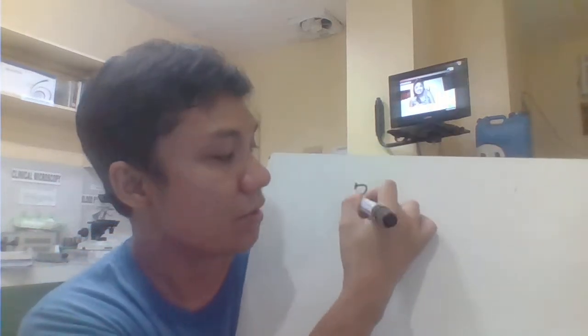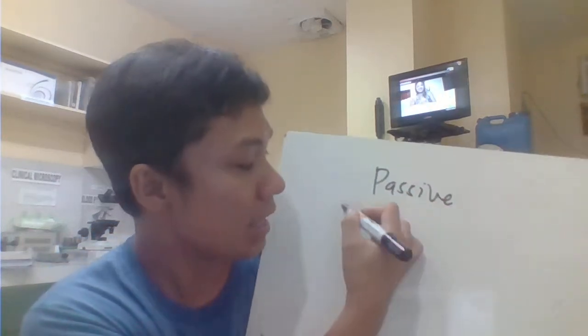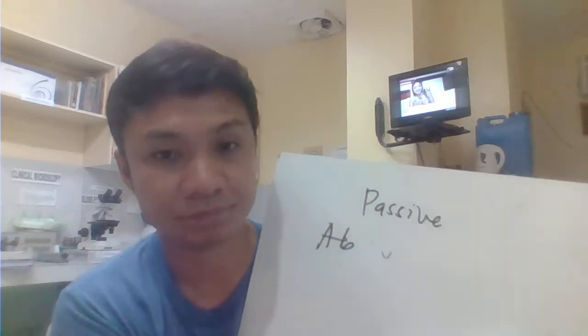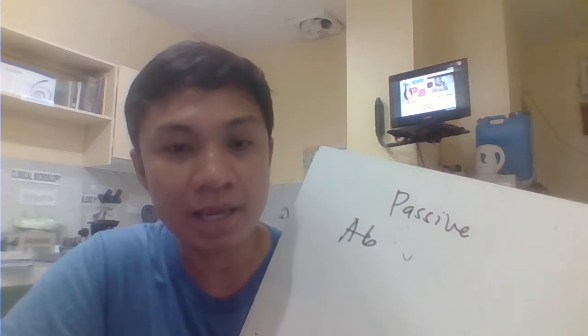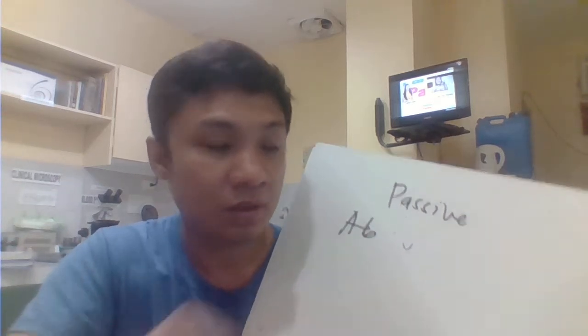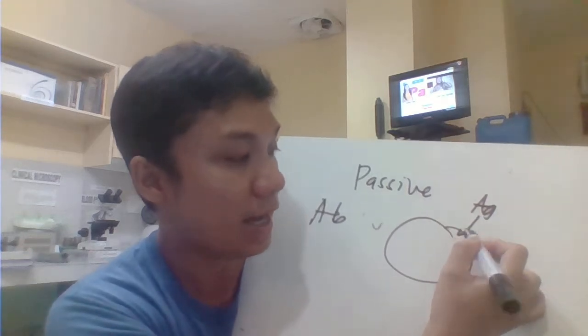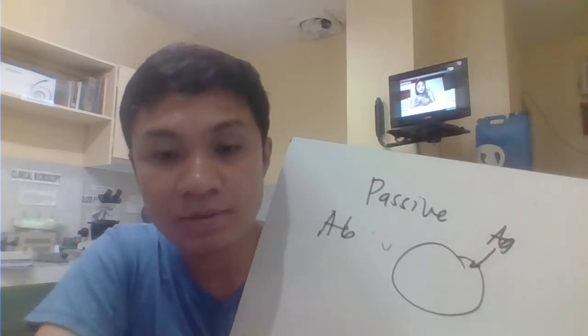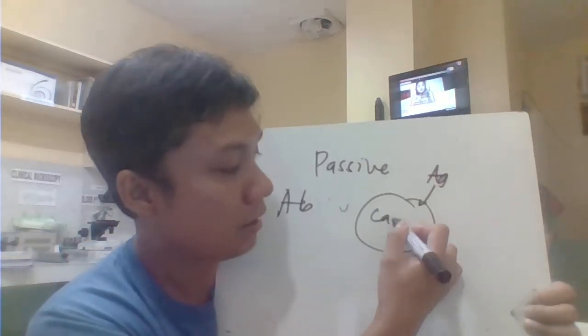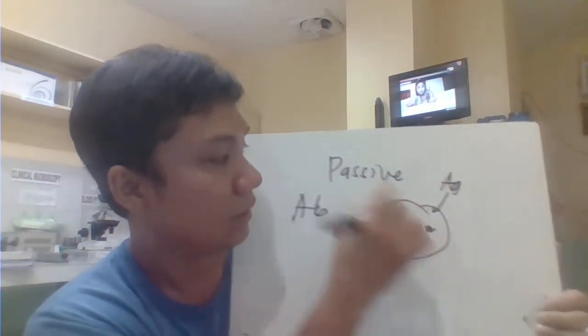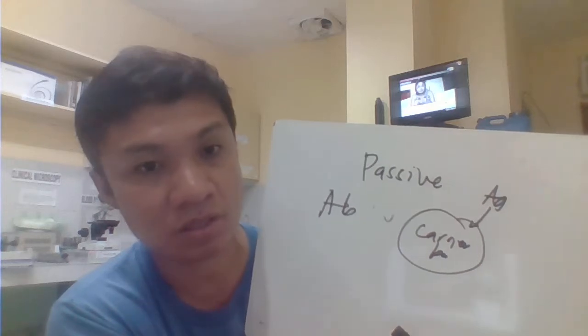Okay, we have your example of your classification of your indirect. The first one, the passive agglutination reaction. Pag passive agglutination reaction, ang dinidetect natin is your antibody. Okay, pag antibody yung dinidetect natin, and therefore, our reagent here is your antigen. Ang antigen natin ay naka-adsorb sa ating carrier particle. That's our passive agglutination reaction.